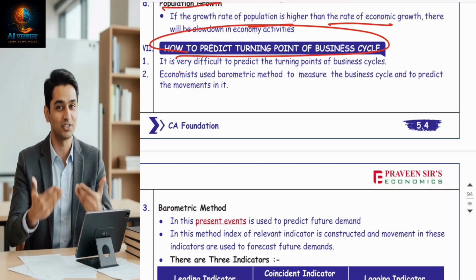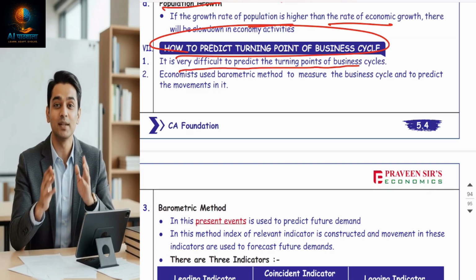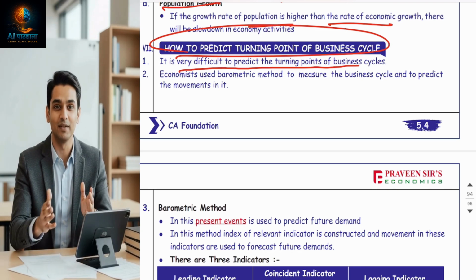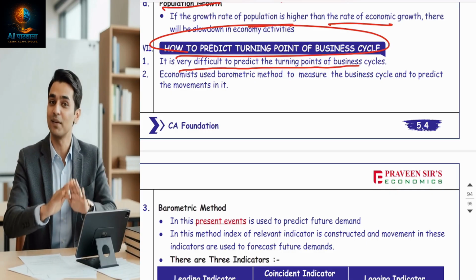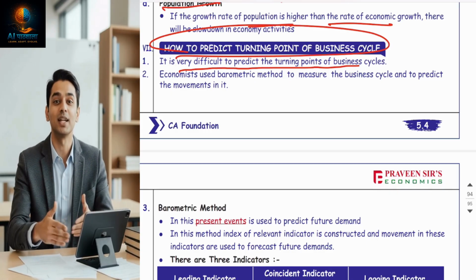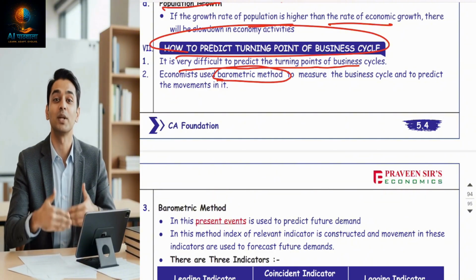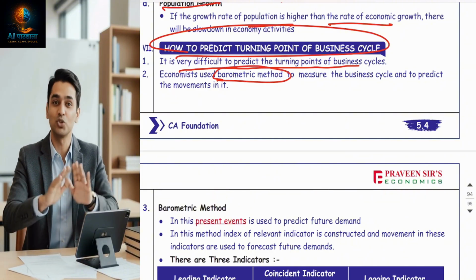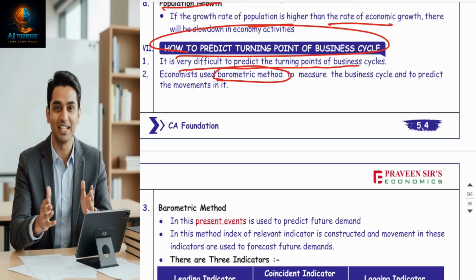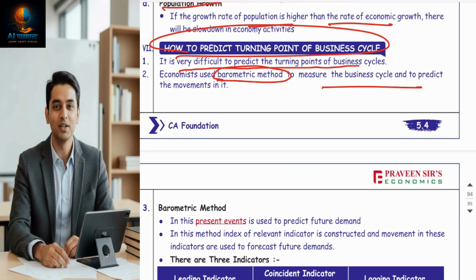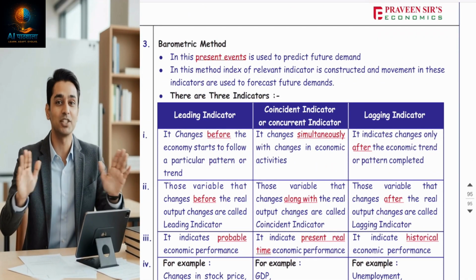Guys, it is very difficult to predict the turning point of the business cycle. But we understand it is very difficult to predict, or maybe cannot predict, but economists have developed a method to understand the movements in the business cycle, and that method is called the barometric method. So economists use the barometric method to predict upcoming changes in the economy. What is the barometric method?